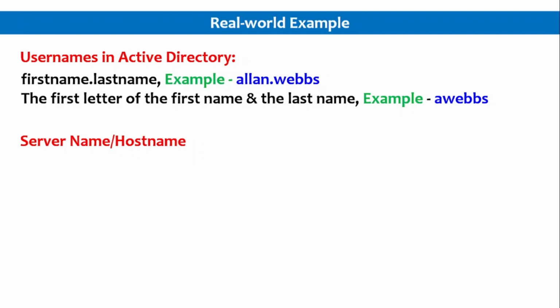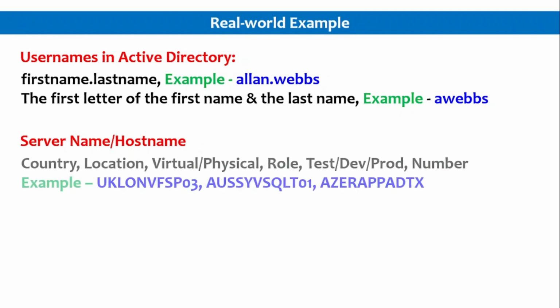Let's look at some real world examples for servers. It can be country, location, virtual, physical, role, test, dev, prod, and the number. Example UK, London, virtual, file server P03. Another example would be Australia, Sydney, virtual, SQL 01.